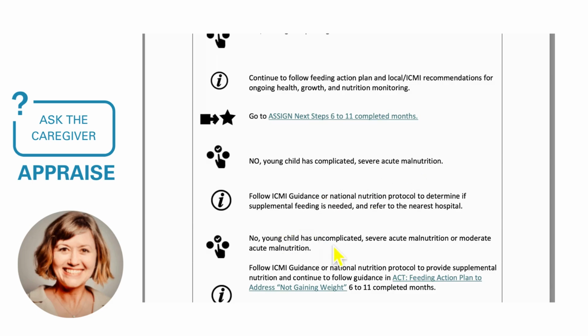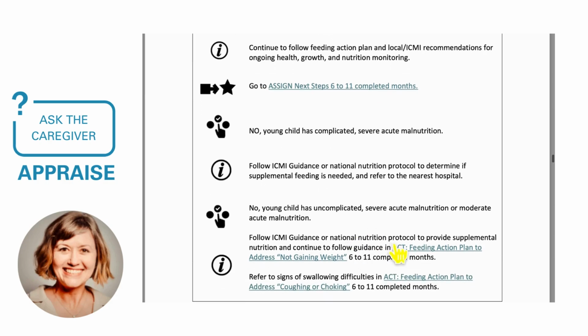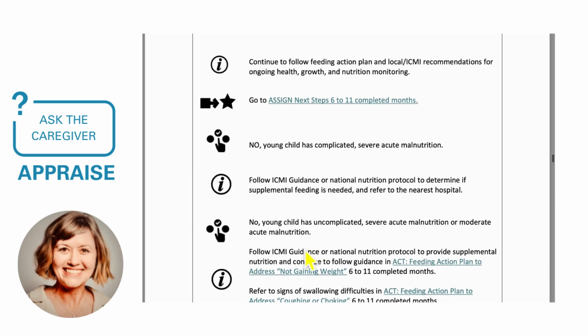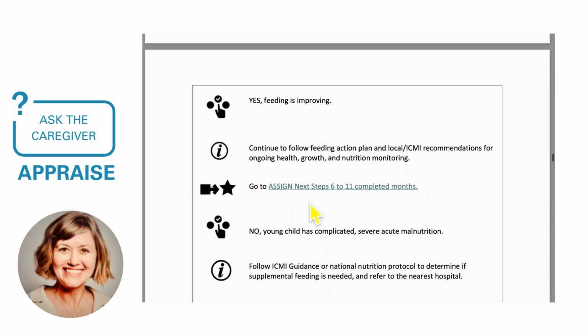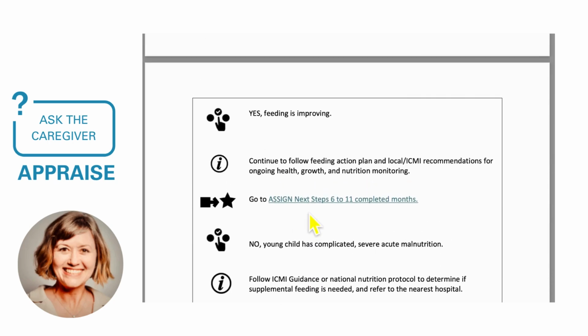If the child falls into that medium category again, you may want to look back and decide, are we going to try this action plan for not gaining weight again? Or do we need to look at the action plan for coughing and choking? And so you can explore that if they belong to this category here. For this demonstration, we are going to say the child has improved, and we're going to move on to assign next steps.